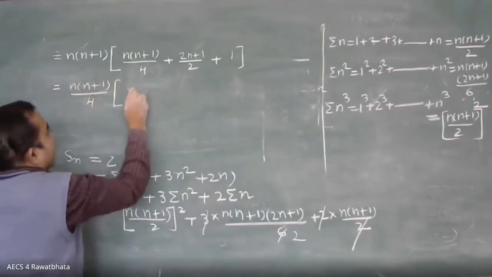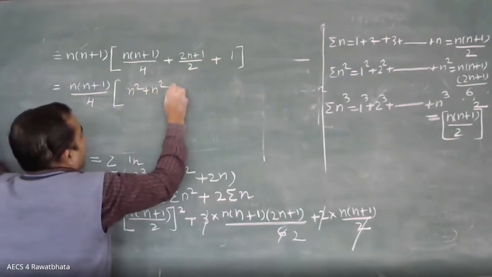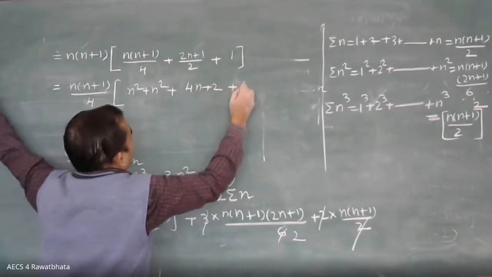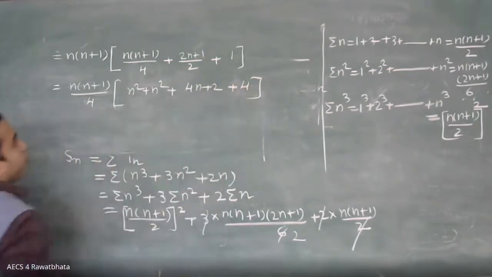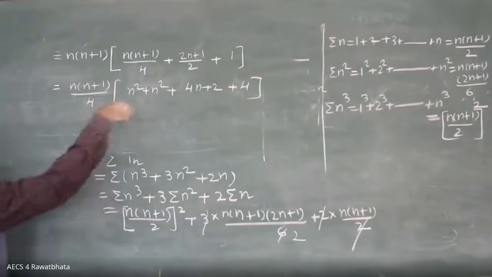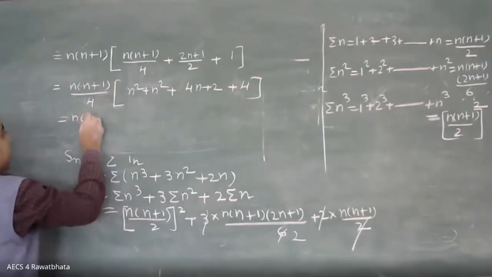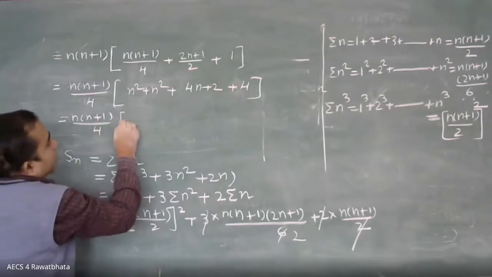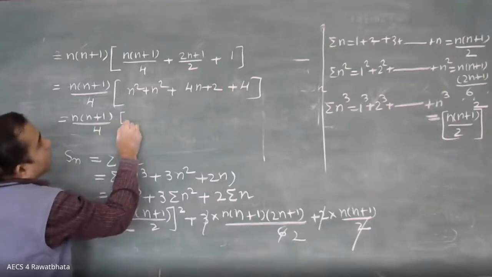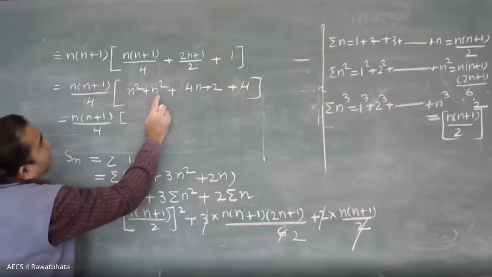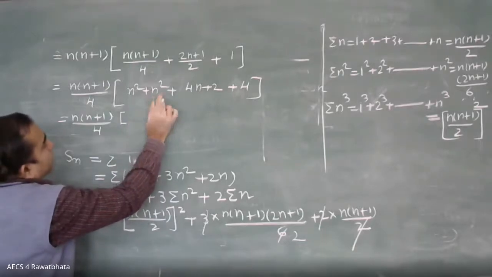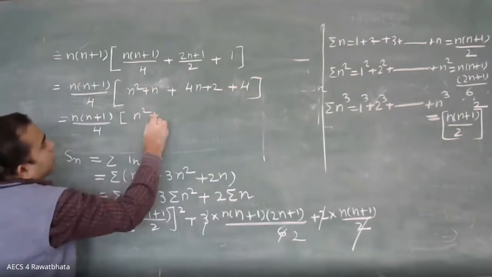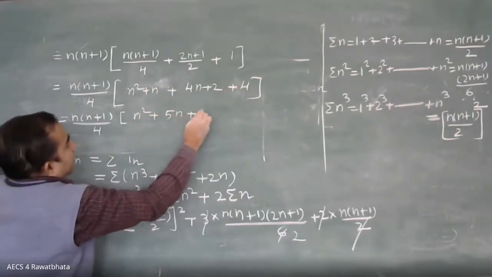Inside the bracket you will have n square plus n plus 2, 2's are 4 plus 2, 4n plus 2 plus 4. I have taken LCM 4. So you'll get this. Now simplify: n plus 1 whole upon 4, and in the bracket it will become 2n square. No, it will be n only. N square plus n, this will be n only. So this is going to be n square plus 5n plus 6.